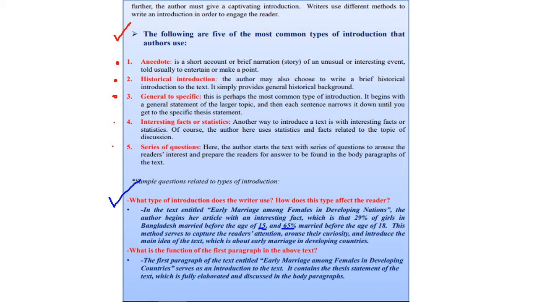This method serves to capture the reader's attention, arouse their curiosity, and introduce the main idea of the text, which is about early marriage in developing countries. Alternatively, I might say, what is the function of the first paragraph in the above text? And this is how you will answer it. Remember, please, if anything is unclear to you, you can go back to the ebook and read it on your own time, read it thoroughly, and if you have any questions, we can discuss it in our live meetings.